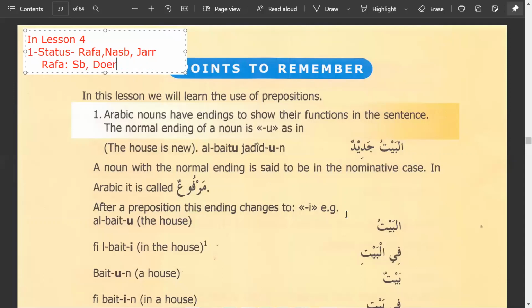And in a nominal sentence, there is a subject, and the second part of the nominal sentence is? Predicate. Yes, predicate. So the predicate is also Rafa. And the doer of the action, if there is an action in the sentence, is in Rafa status. Got it? And the second status that you learn is what? Nasb. When the ism is in Nasb status, it's a detail of the action or detail in the sentence, right?